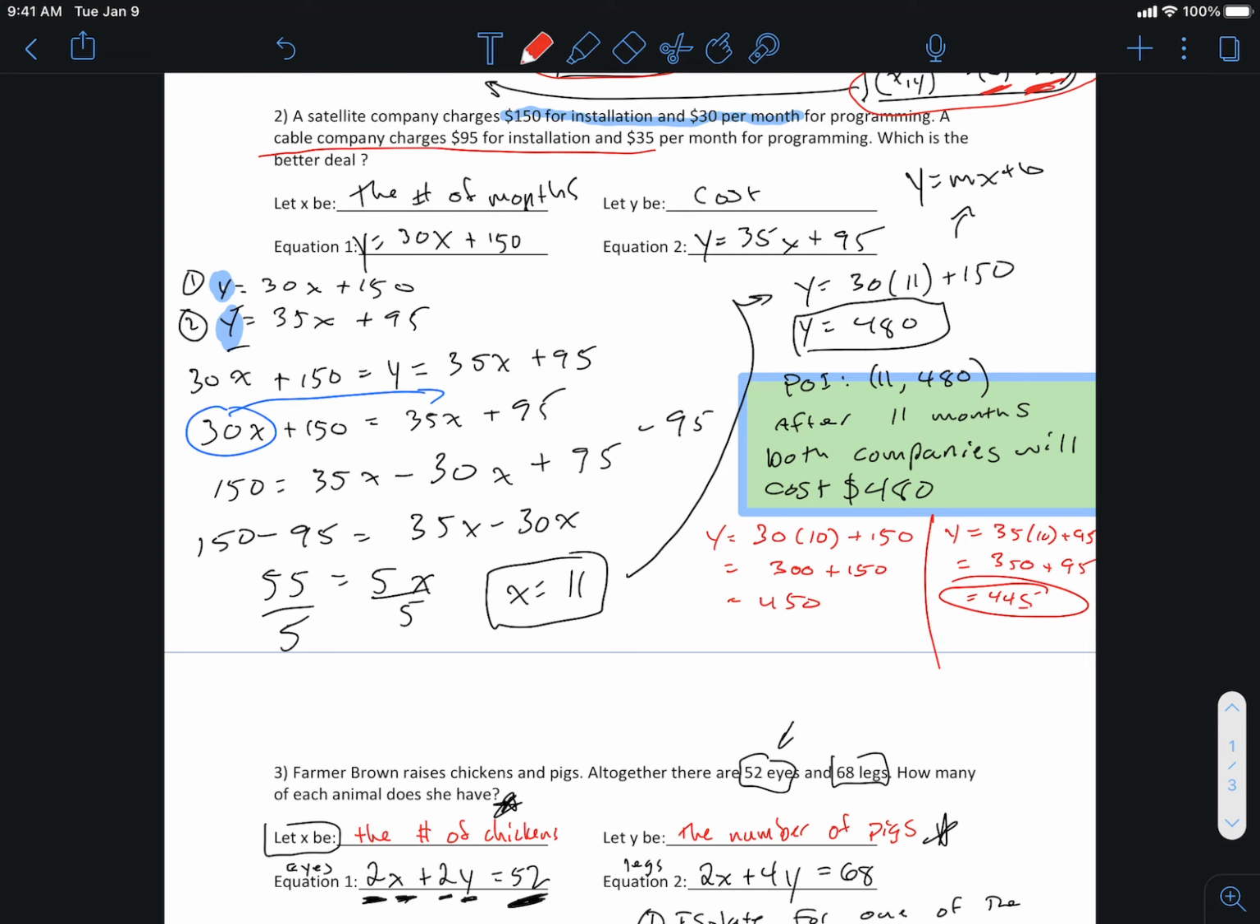If you go 12 months, you're going to choose this company instead, company A, or the satellite company. Okay, the roles reversed there. If you go over 11 months, 12 months, you get the other company. Below 11 months, you get the other. Okay. Any questions?